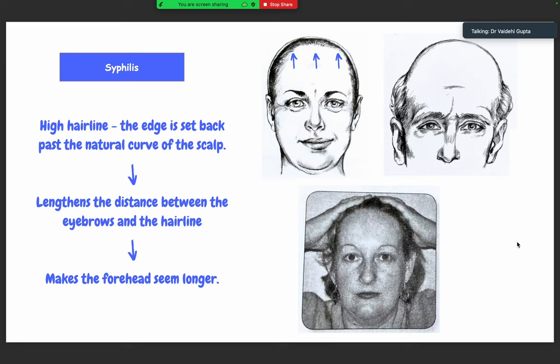So in a high hairline, the edge is set back past the natural curve of the scalp. It lengthens the distance between the eyebrow and the hairline. So there will be increased length between the eyebrow and the hairline, and it makes the forehead seem longer. That's why the forehead will look longer. The hairline will be above the normal one. This one is syphilis. Balding is also included in syphilis.